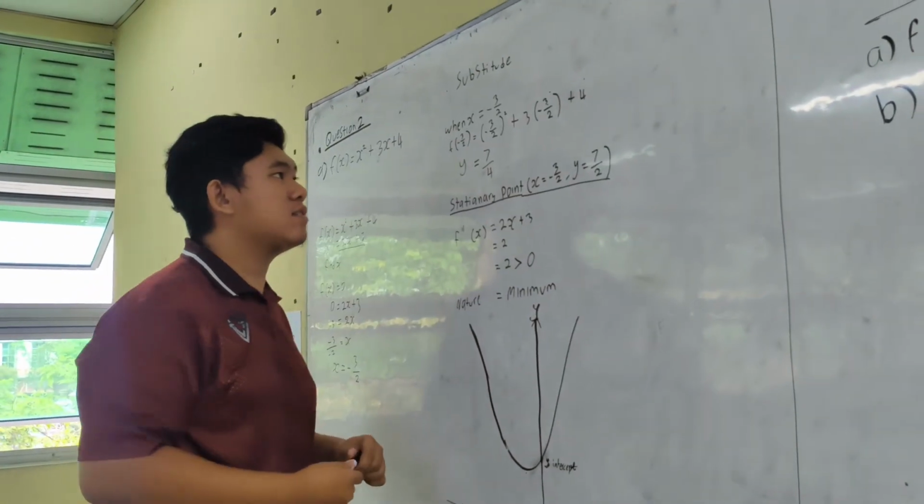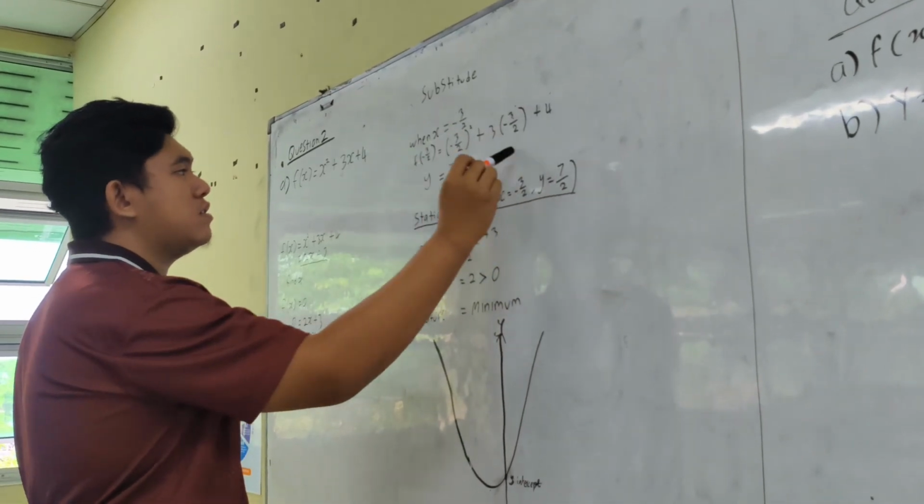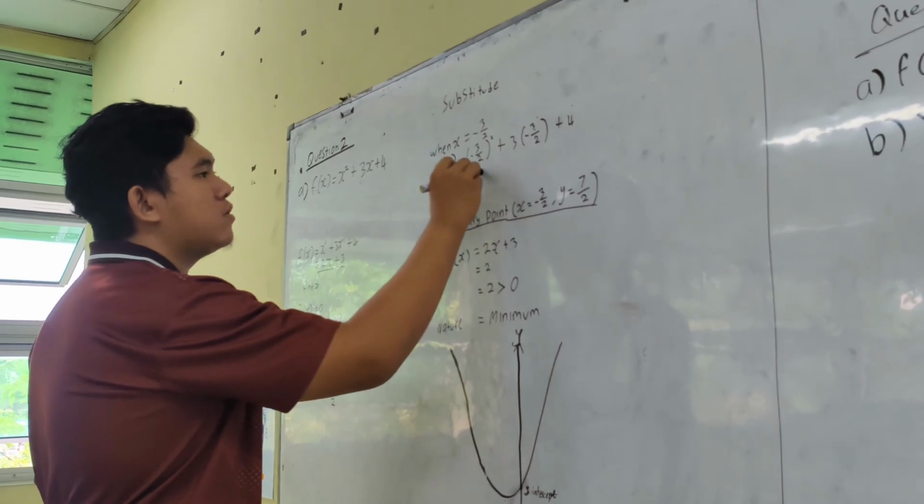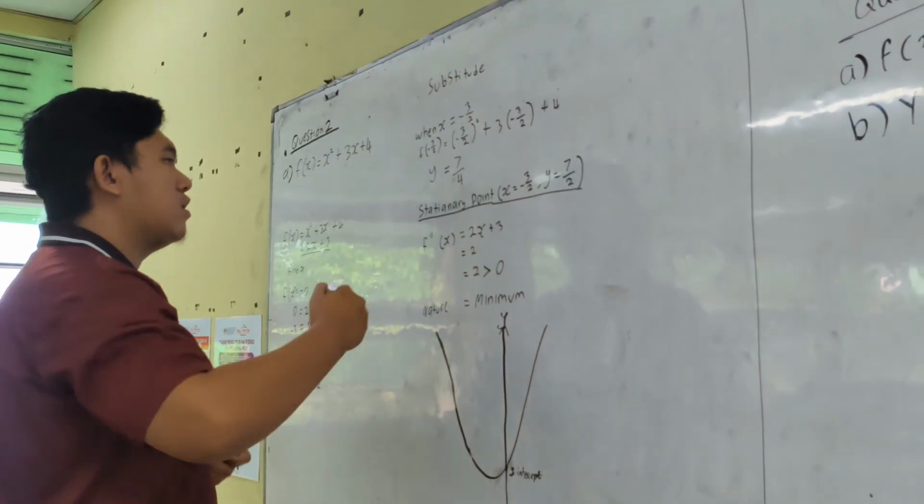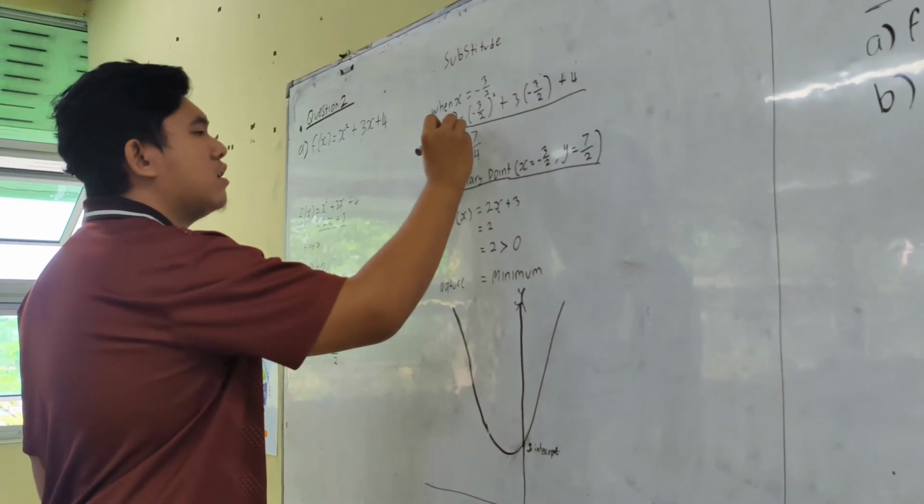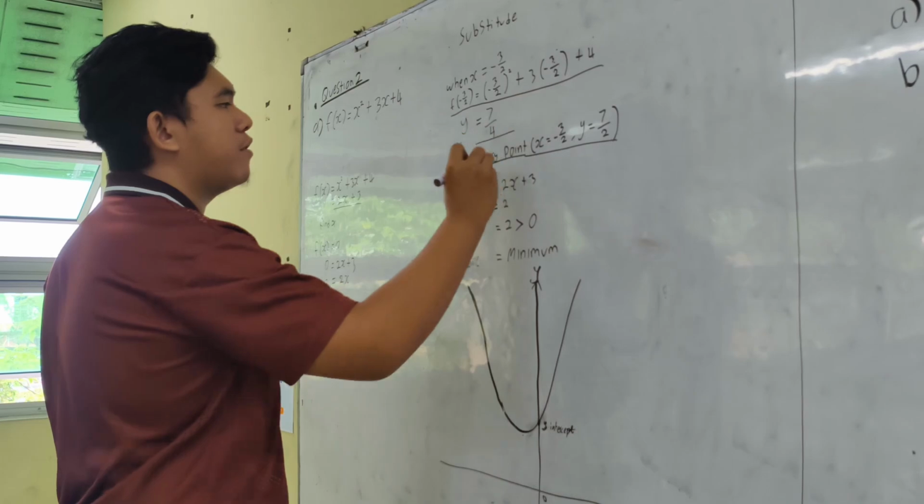So let's move to the next step. We're gonna substitute the answer into the equation. So we have negative 3 over 2, and fill it into the equation. We got this type of equation, and you can press the calculator to get the answer y equals 7 over 4.